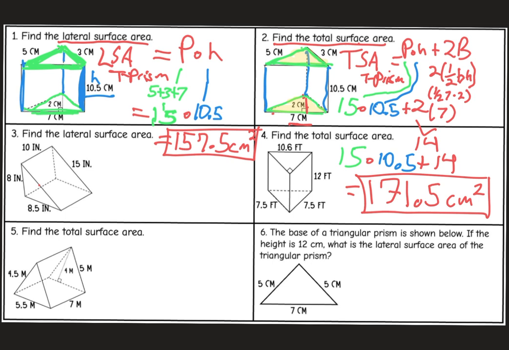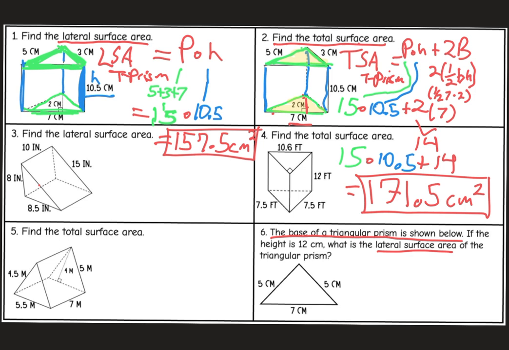So now I want to talk about number 6. I'm not going to draw too much, but I'm going to talk about number 6. It says the base of a triangular prism is shown below. If the height of the triangular prism is 12 centimeters, what is the lateral surface area? So it's asking you for LSA of a triangular prism, which you know is perimeter times height.